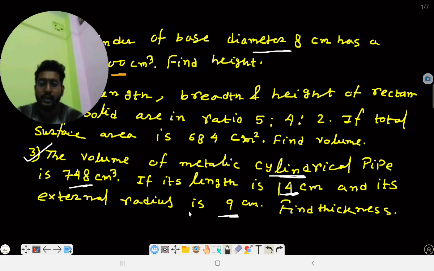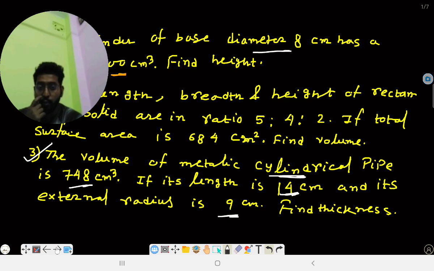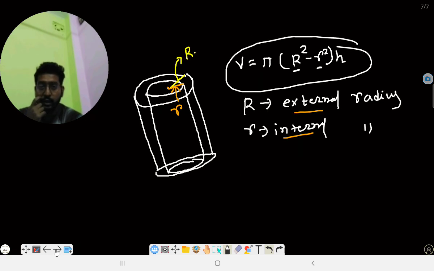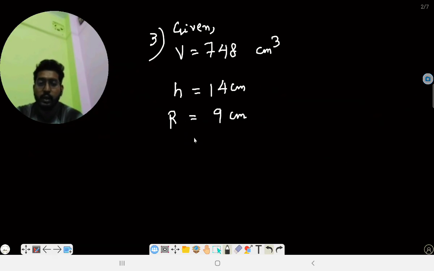Now next one is external radius is given. What is external radius? That means capital R. Capital R is given, 9 centimeter. We have to find thickness. Now what is the thickness? So look at the figure here. If I look at the figure, the difference here, this one is the thickness. Now what is the thickness? Thickness means capital R minus small r. This is called the thickness. So here we have to find capital R minus small r. This one will be the thickness.